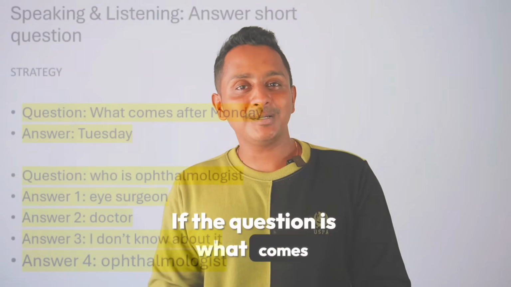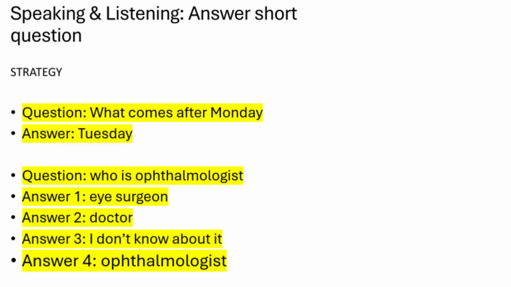If the question is what comes after Monday, you know the answer, you tell the answer as Tuesday. But if the question is who is ophthalmologist, let's say you know that the answer is eye surgeon, you can say eye surgeon, or you can also say the answer is eye surgeon. But let's say you know that he's a doctor but you're not sure that this person is specialized in this particular field, then you can say a doctor. But if you're not sure about anything else, you can say I don't know, or you can repeat who is ophthalmologist and click next. That's all it is. This is not a priority.